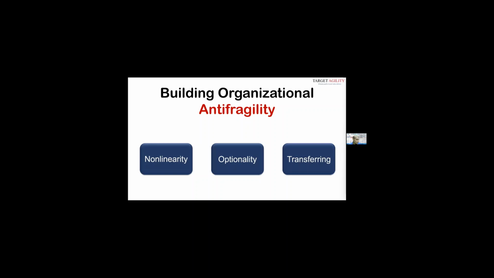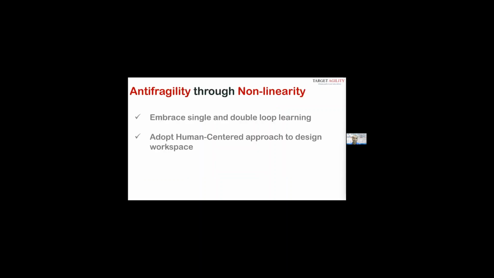And now coming to the point of how do we build this organizational redundancy? It's by 3 things: building nonlinearity, optionality, and transferring. And we look at each of these, starting with antifragility through nonlinearity. It's not just about spending time on single loop, but also double loop learning. Single loop learning is I did something and I see that it's not working, I improve on it. Double loop learning is about questioning, why am I doing this in the first place?